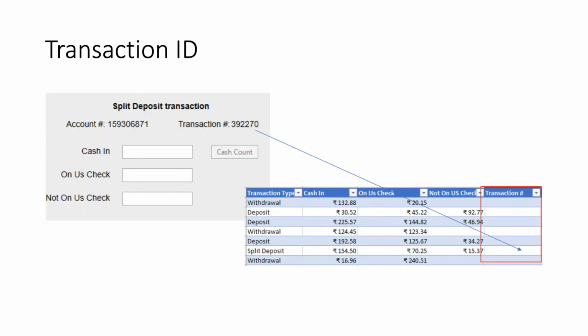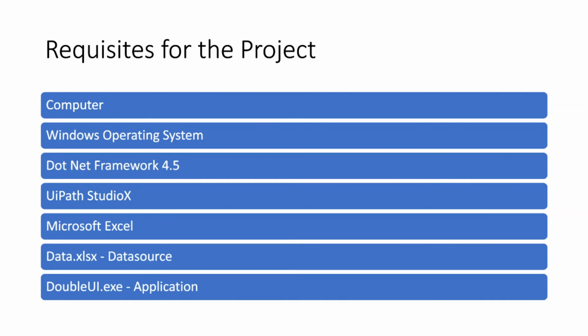Now let us understand what the requisites for the project are. The requisites are: you need a computer with a Windows operating system. It is better if you have Windows 10. A .NET framework must be installed or activated. UiPath Studio. From UiPath Studio, you have to download UiPath StudioX. How to download? I will tell you. You must have Microsoft Excel, and the file required is Data.xlsx, as I showed you, and I will share it in the video itself. And a DoubleUI application, which is a user interface application developed in the .NET framework. You need that to make this project.